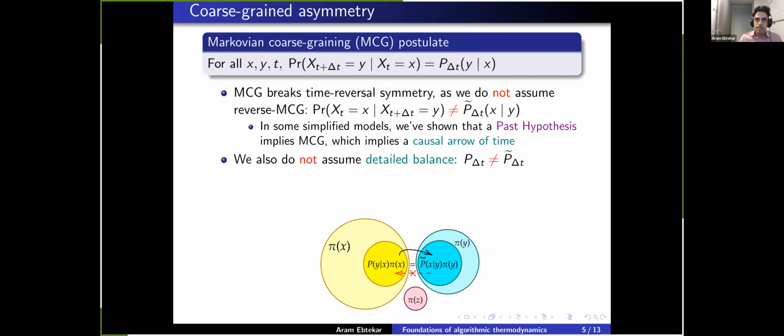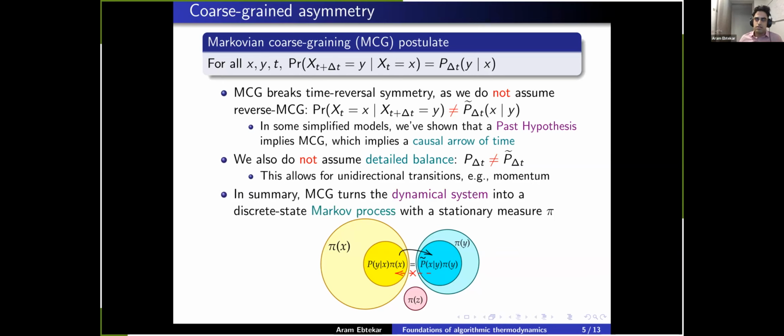Another assumption we don't make is detailed balance. That makes our treatment a little bit more general. So it just means that this has nothing to do with the arrow of time. This is a different asymmetry that has to do with the fact that you could transition from X to Y, and that doesn't necessarily imply you could transition back from Y to X. So this happens if you have something like momentum, say, where you could go from X to Y, but then from Y you go to Z. You don't go back to X because the momentum keeps you going in one direction. So this is just for more generality.